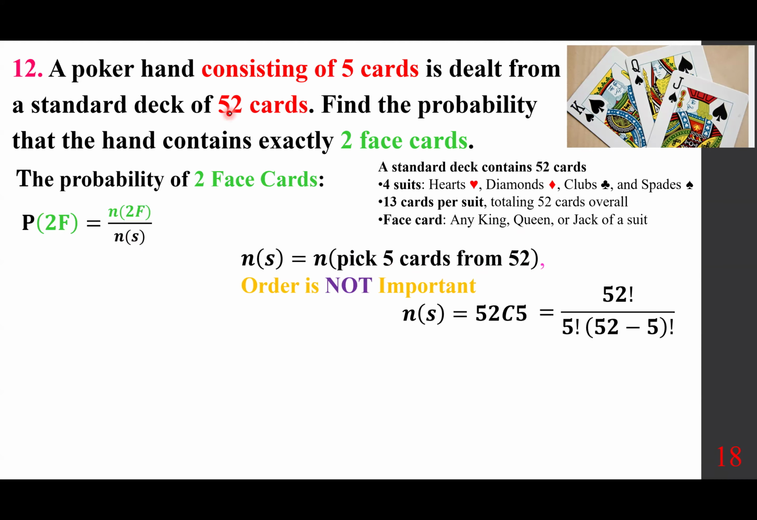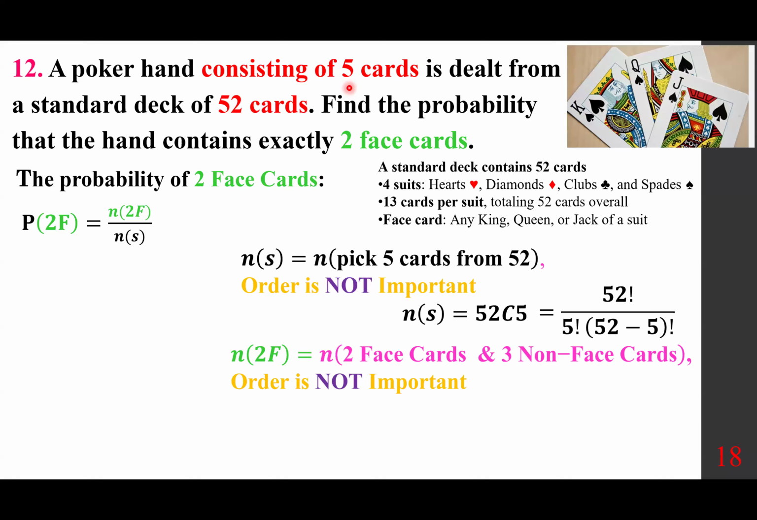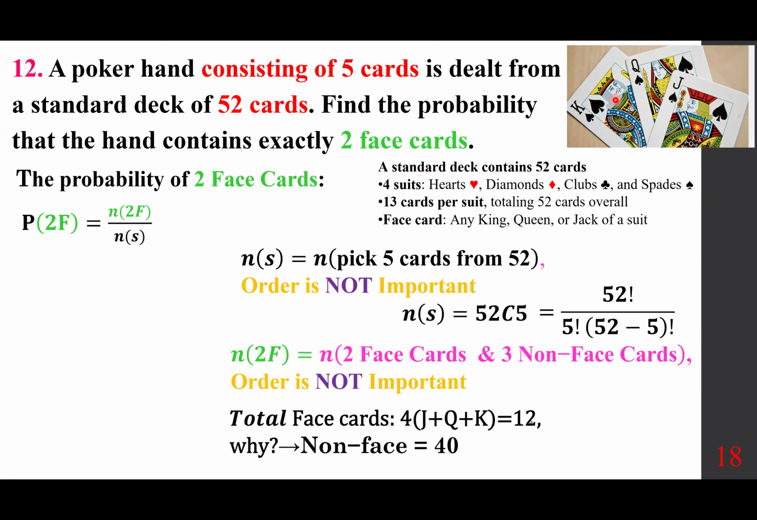Now, 2 faces. We have 2 face cards, and the rest of them, that means out of 5, 3 non-face. That's the first thing to understand. N of 2 face means 2 face cards and 3 non-face cards. So how many face cards do we have? We have 1, 2, 3 per suit, and there are 4 suits, so we have 12 of them. The rest is 40. So if the total is 52, 12 are face cards, the rest are 40.